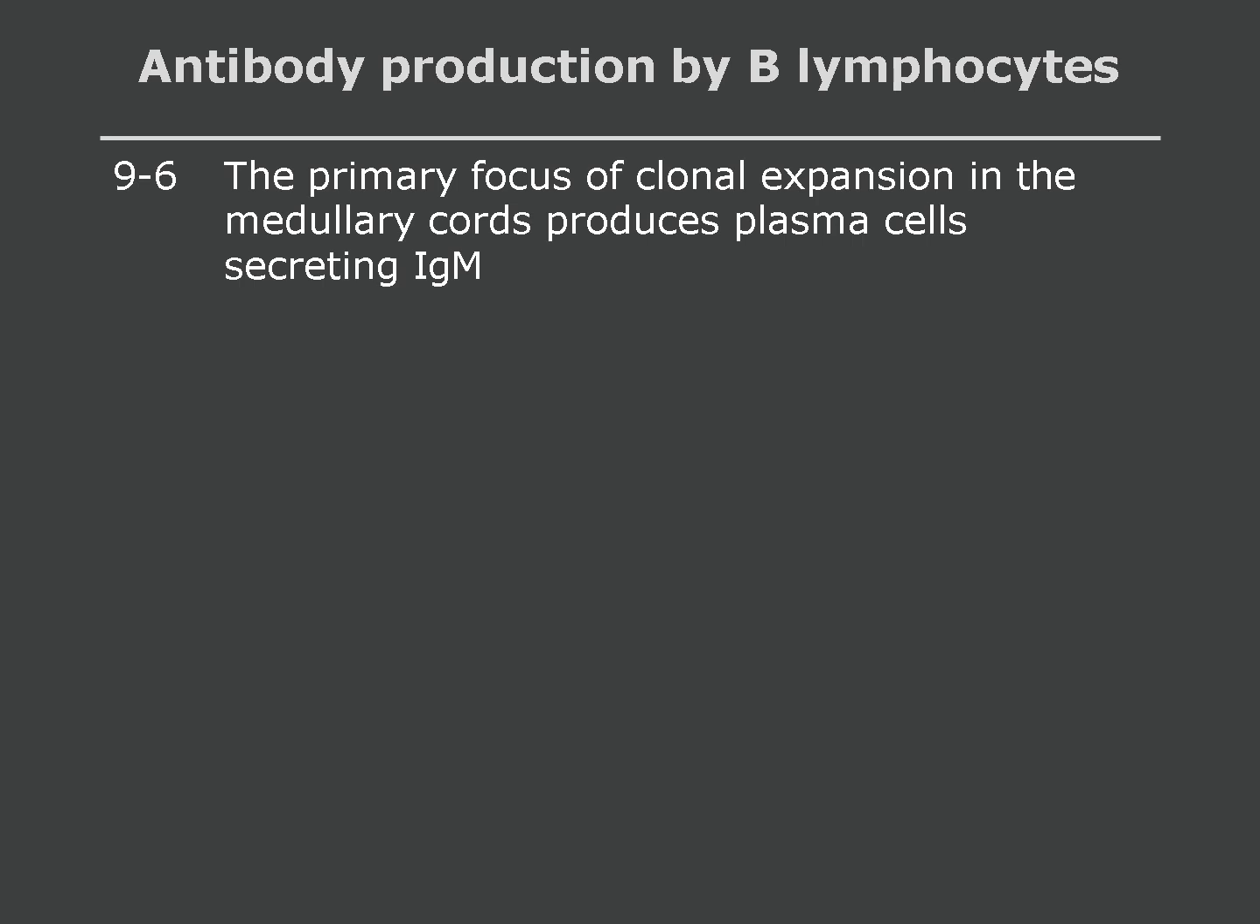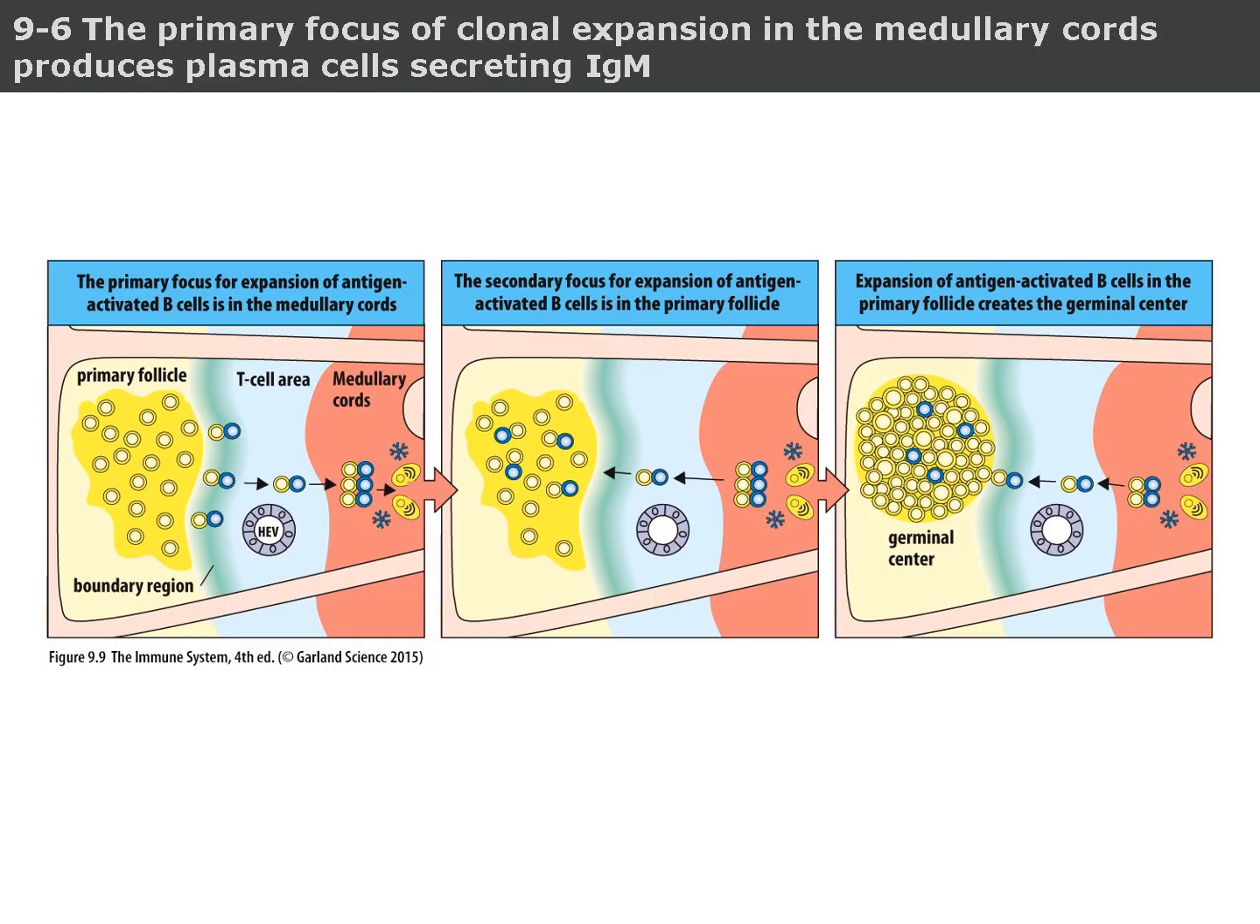The primary focus of clonal expansion in the medullary cords produces plasma cells secreting IgM. After receiving help from a TFH cell, activated B cells begin to proliferate rapidly, a process known as clonal expansion. In the first panel, the primary focus of this expansion takes place in the medullary cords. Here, B cells differentiate into early plasma cells that secrete IgM antibodies, providing an initial wave of protection.